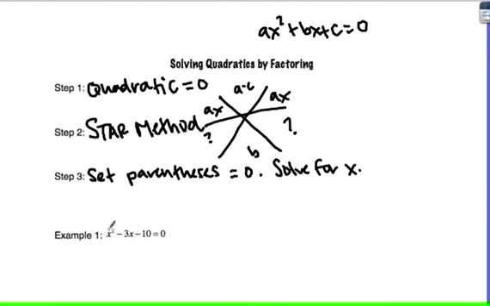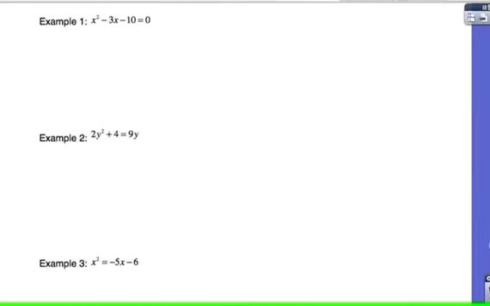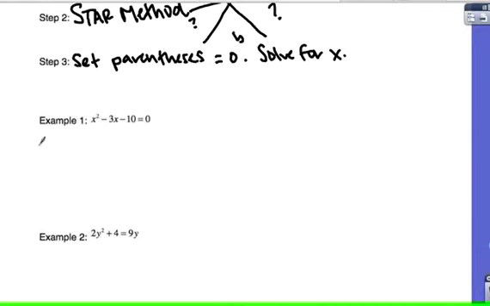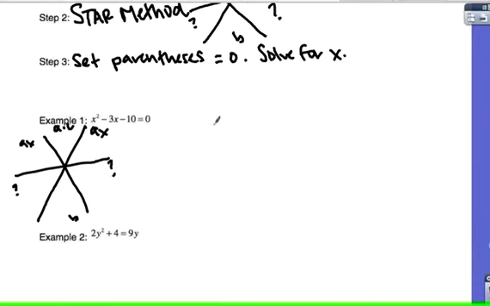So in our first example, we've got x squared minus 3x minus 10 equals 0. So what we want to do first is make sure that it's set equal to 0, which it is. So now we want to do the star method. So our star is going to look like x with a line through the center of it. This is going to be ax on the sides at the top, a times c in the middle at the top, question mark b, and question mark at the bottom.